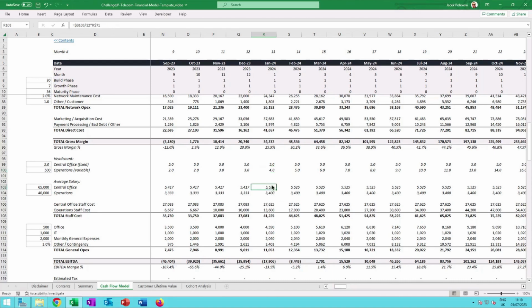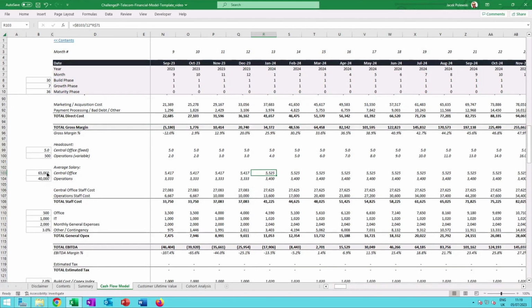Now you will see also below that I assume some average salaries. Here I have an average salary on an annual basis, which I then convert to a monthly figure. That number also increases in line with inflation, so there will be an increase over time. That allows me to calculate my central office staff costs simply by taking the number of employees in my central office, multiplying by that average monthly salary, and then doing exactly the same thing for operations, which gives you my total staff cost.